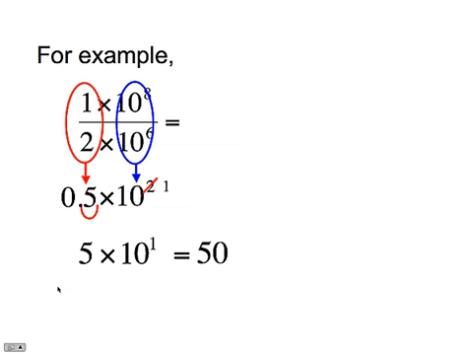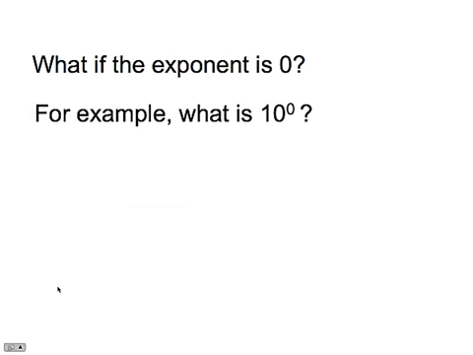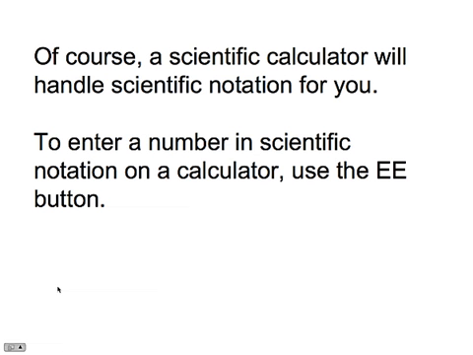What if the exponent is 0? For example, what is 10 to the 0 power? Well, anything raised to the 0 power is 1. Thus, a number like 2 times 10 to the 0 power is simply 2. Of course, a scientific calculator will handle scientific notation for you.